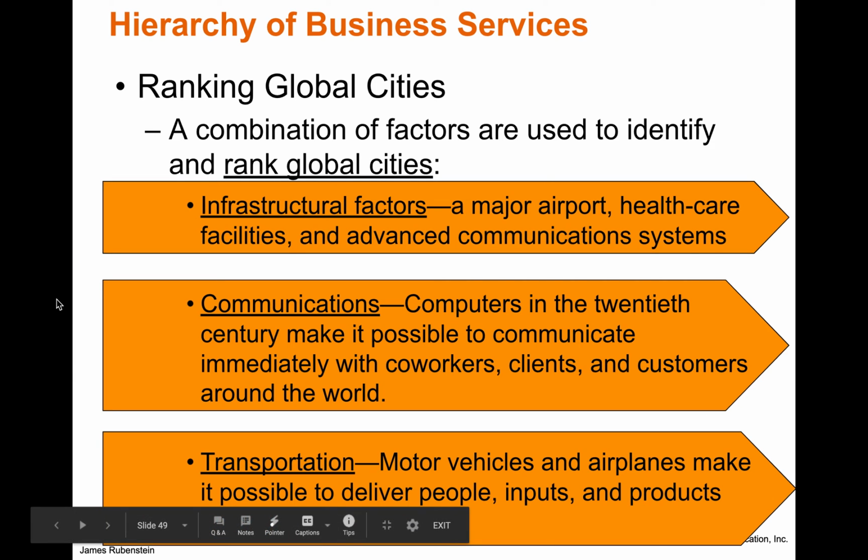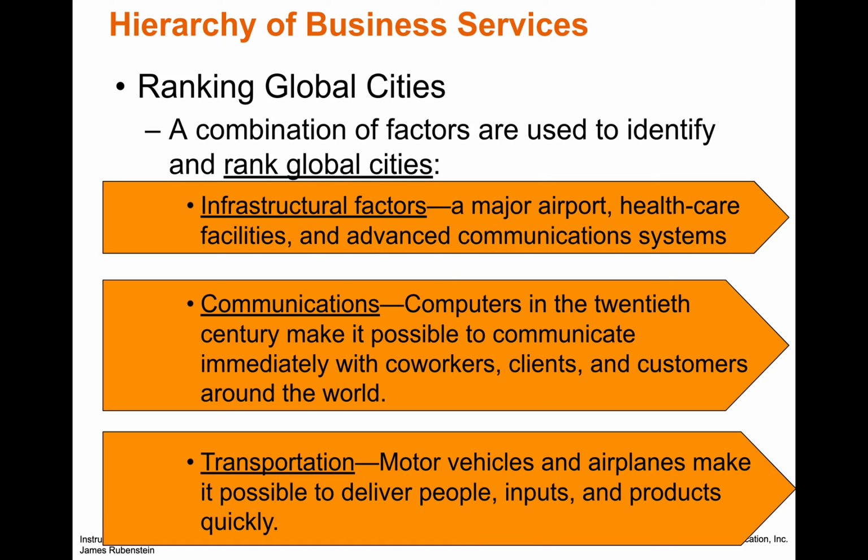Continuing with ranking global cities, they want to identify other factors such as infrastructure: a major international airport, healthcare facilities, advanced communication technologies. These are all important for infrastructure. And then communication goes from the telegraph, transitions to the telephone in the 19th century, and the computer in the 20th century. Now we're in the knowledge-based age or the information age, where communication is the internet, and we're looking at broadband width, which is going to be important.